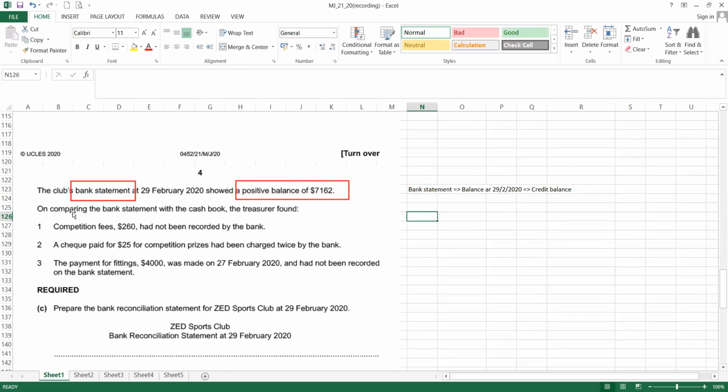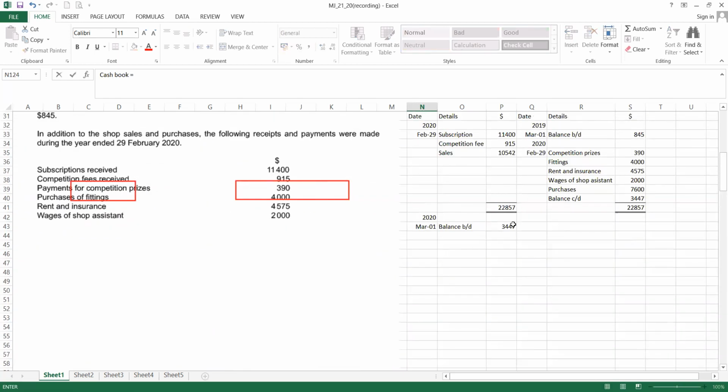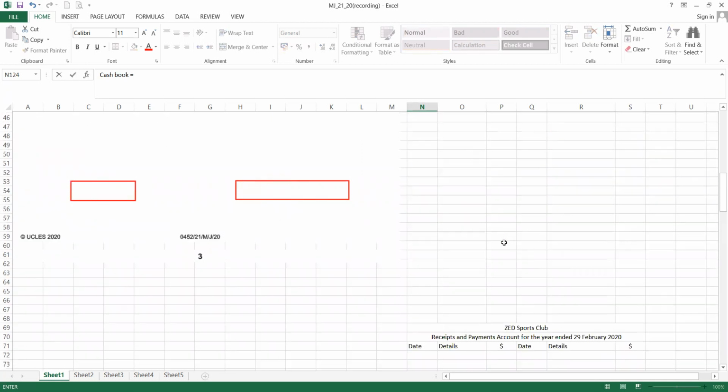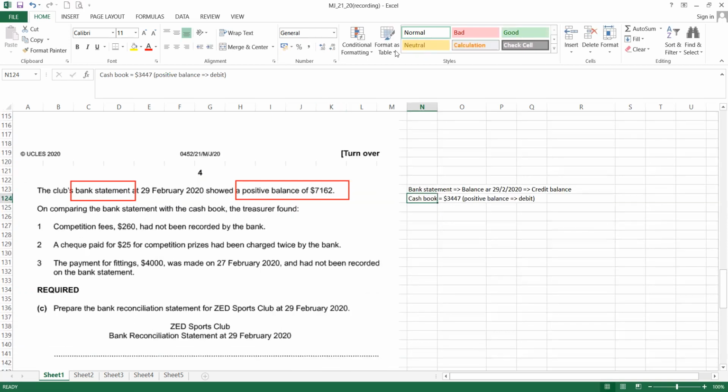Next, on comparing the bank statement with the cash book. How much is our cash book amount? We already calculated it, from here, 3447, also a positive balance because it's on the debit side. So this is also a positive balance, but this positive balance is in the debit. It's an opposite difference. Okay. Now next is the question.